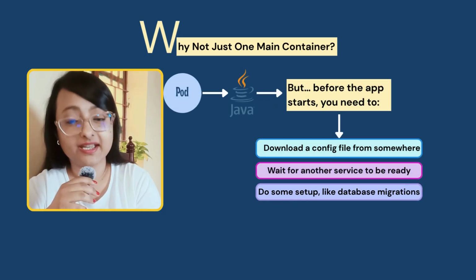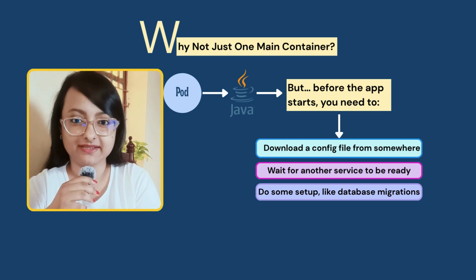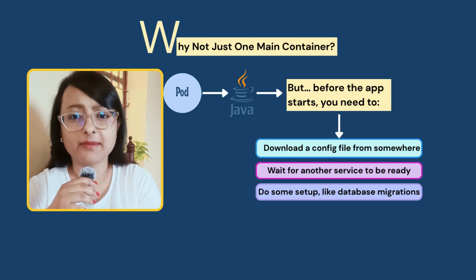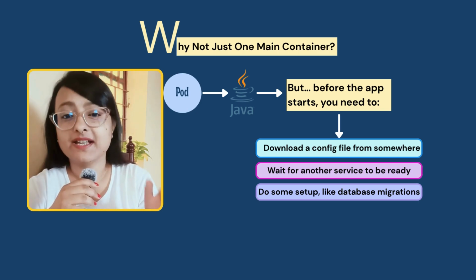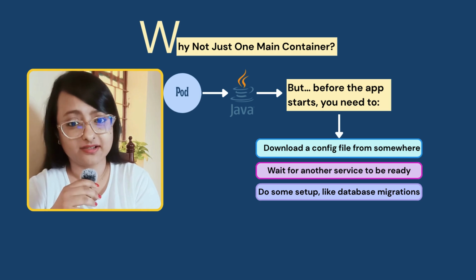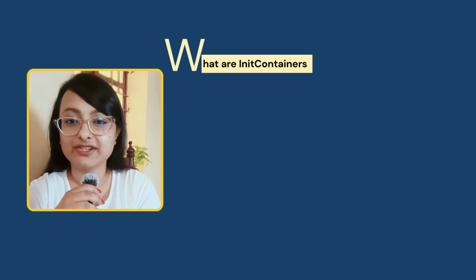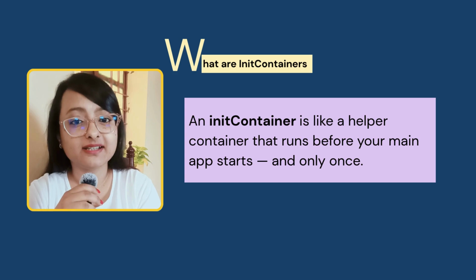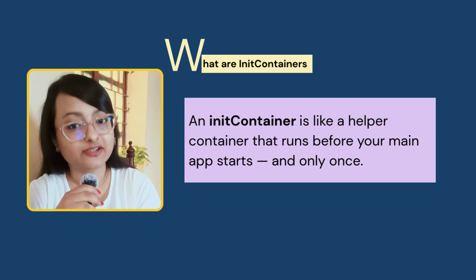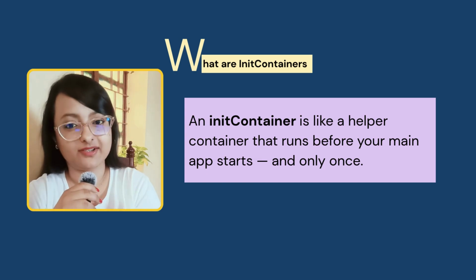So here's the thing, if you try to handle all these logics inside one main container, it becomes very messy. You do not want your application to carry all these extra baggages. That's where an init container comes in. Here's a very simple definition that you can remember for init container: an init container is like a helper container that runs before your main application starts, and only once.